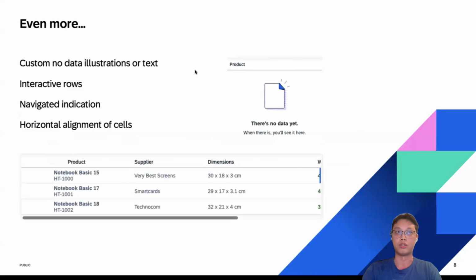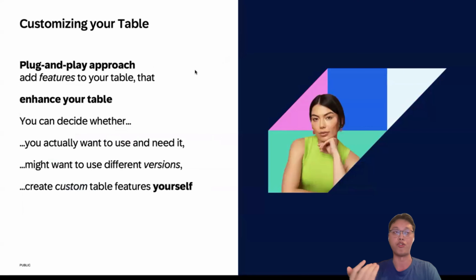I've talked a lot about functionalities that are currently in the web component table, but a big part of the reason why we've created this new web component table is, of course, customizing your own table. That was the fourth point of our motivation. And what do we mean by customizing your table? We want to have a plug-and-play approach where you add features to your table that will enhance your table accordingly.